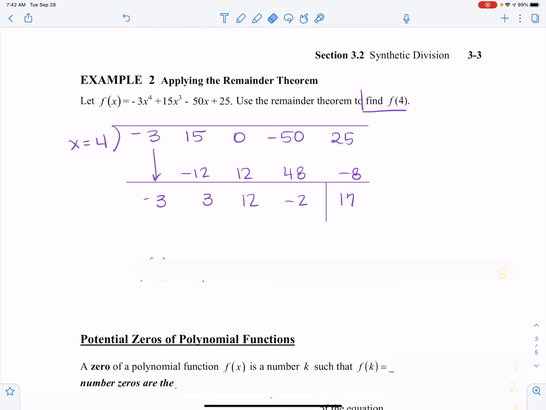Now, it is exactly like the division question we just did in example 1. The difference is that I'm asked to find f of 4. And we know that even before today, if we find f of 4, that's just going to be a plain old number. So my answer to this is not a quotient and a remainder. My answer to this is simply that f of 4 is equal to 17.